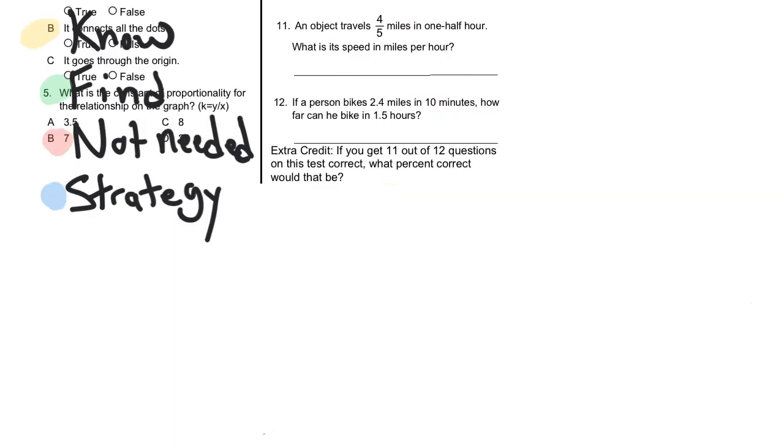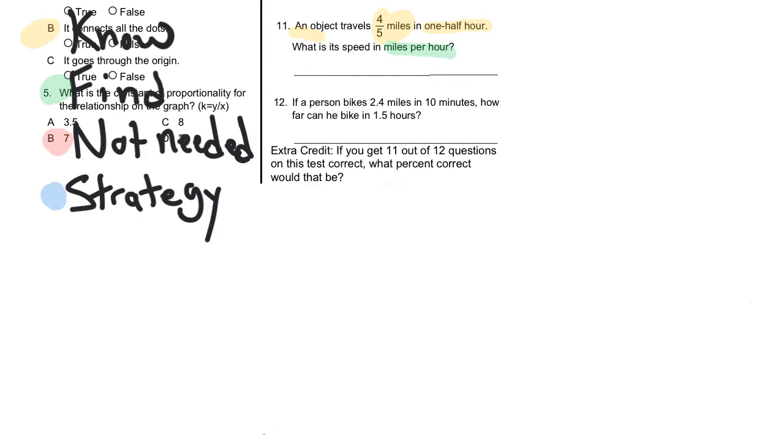Okay, so we are in the home stretch. So 11 says, an object travels 4/5 miles in 1/2 hour. What is its speed in miles per hour? What is it we know? We know that it traveled 4/5 of a mile in 1/2 hour. Okay, so I could write that a certain way, but what are they asking us to find? Miles per hour.